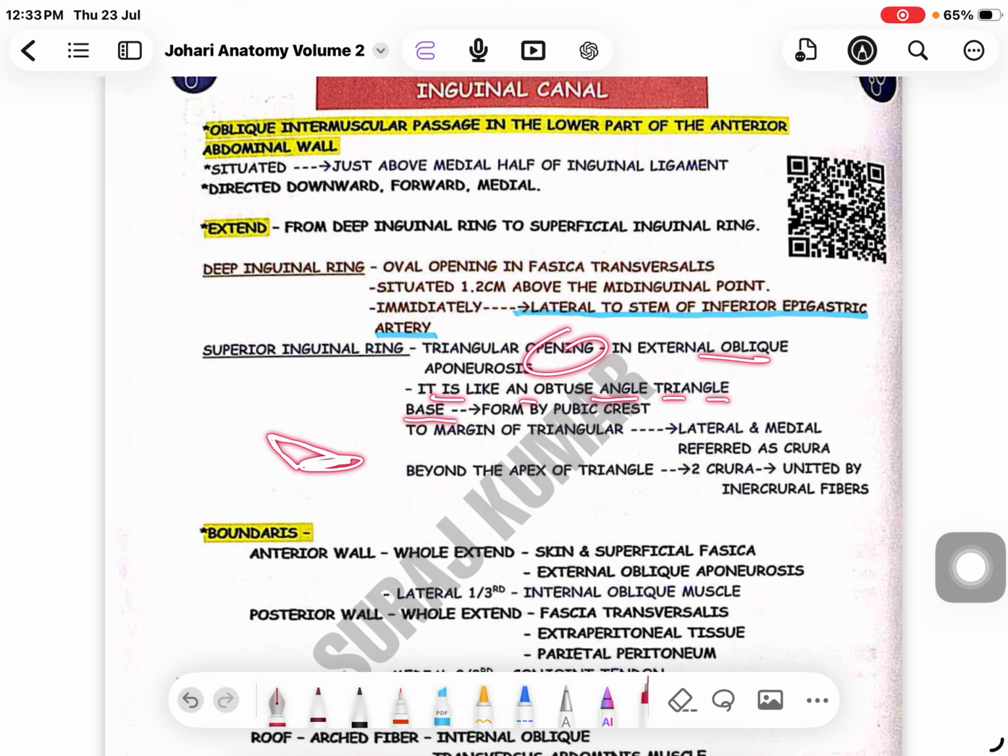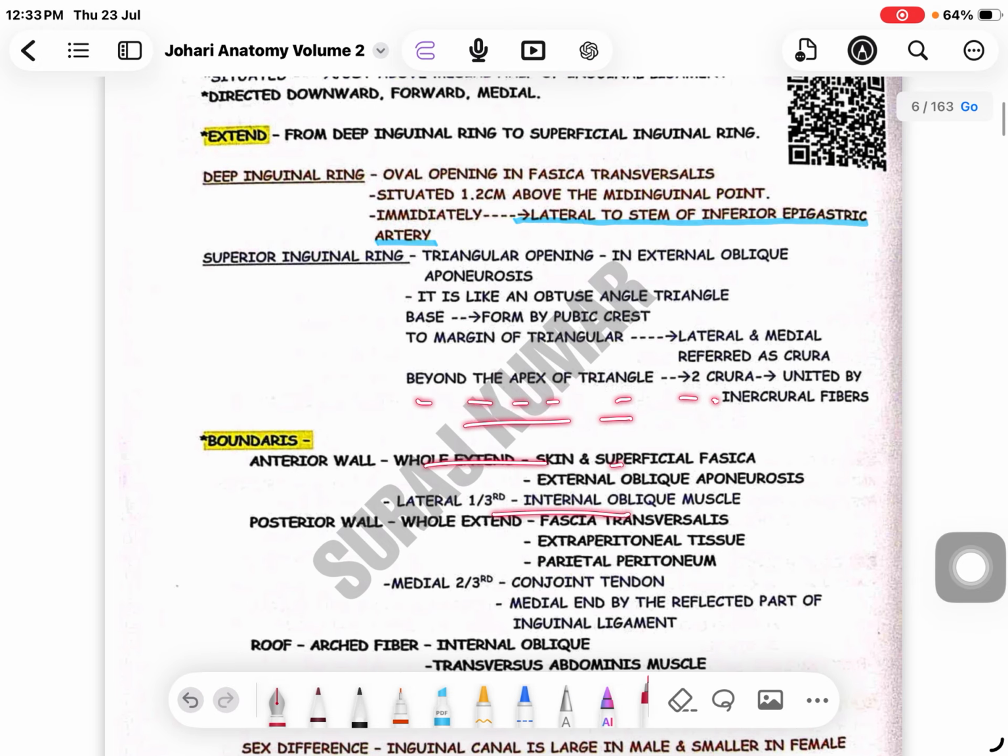The base is formed by the pubic crest of the hip bone, and these two laminae are also called the crura, the lateral and medial margins of the triangle. Beyond the apex of the triangle, the two crura are united by intercrural fibers. So the superficial inguinal ring is a triangular opening in the external oblique aponeurosis, like an obtuse angle triangle. The base and margins are as we saw.